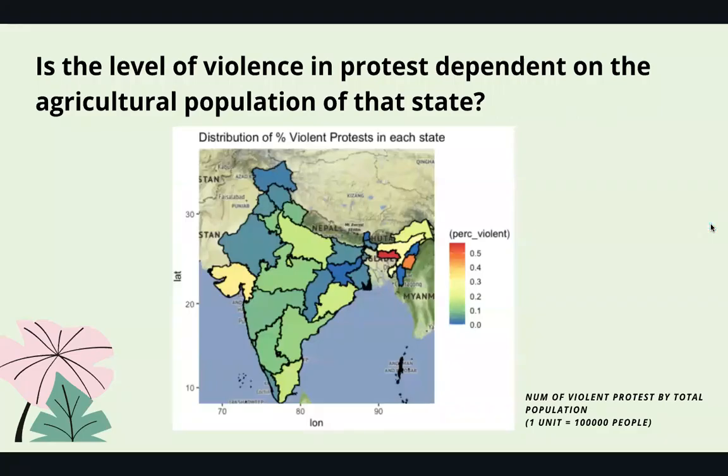Now, moving on to the first research question that I looked at: is the level of violence in protests dependent on the agricultural population of that state? To do this, I aggregated the violent protests that happened in each state and also aggregated the agricultural population and calculated the percentages of it with the total population.